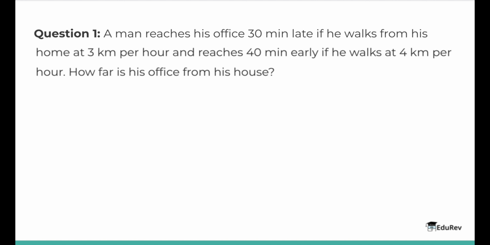The first question states, a man reaches his office 30 minutes late if he walks from his home at 3 kilometers per hour, and reaches 40 minutes late if he walks at 4 kilometers per hour. That is, for 3 kilometers per hour, it's 30 minutes, and for 4 kilometers per hour, it's 40 minutes. So how far is his office from his house?